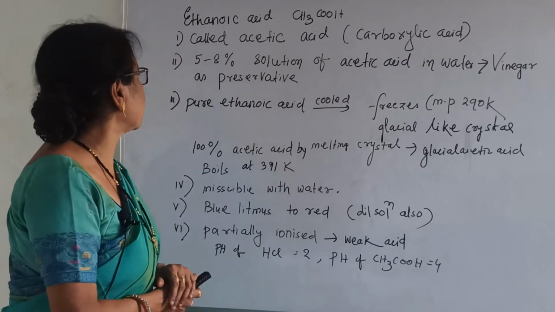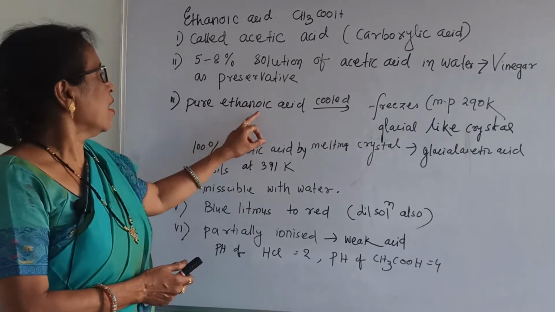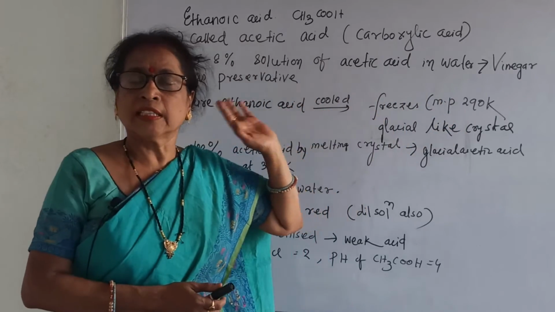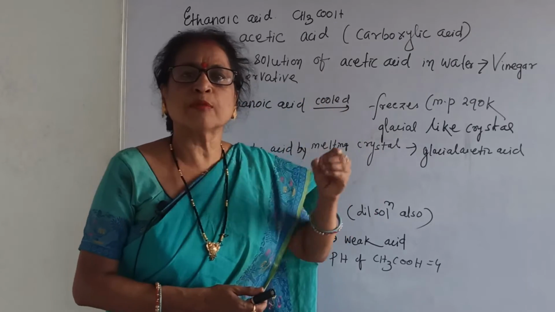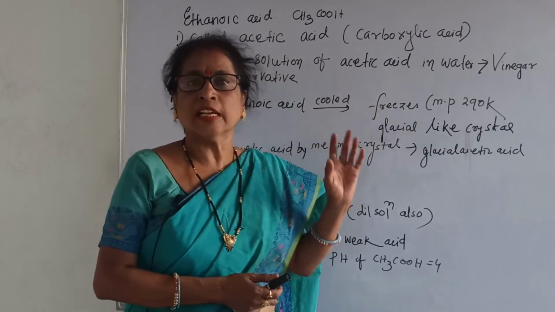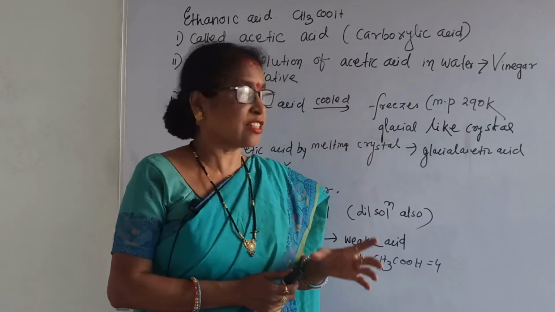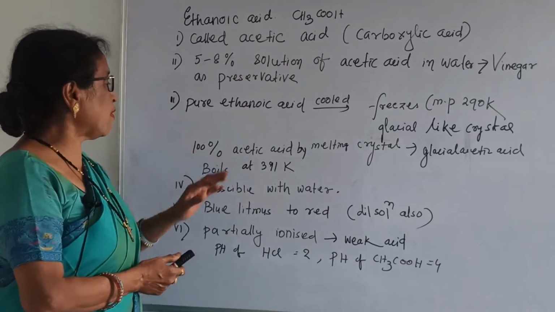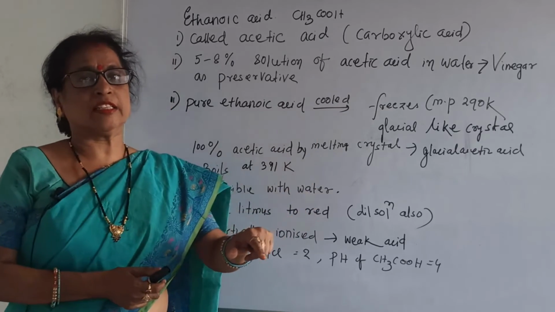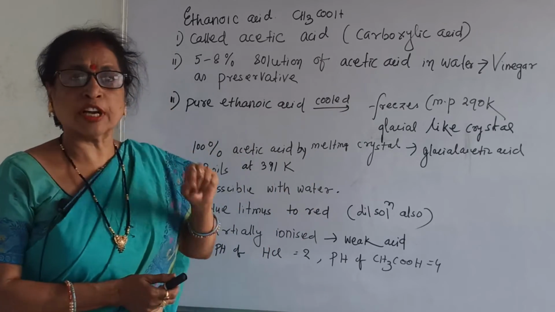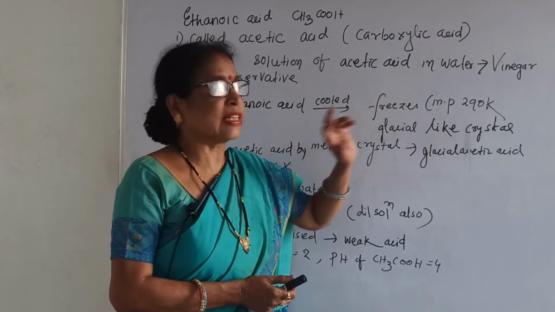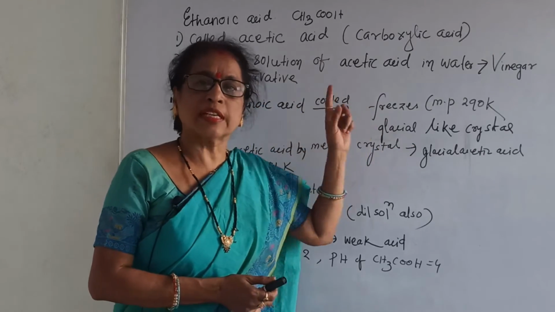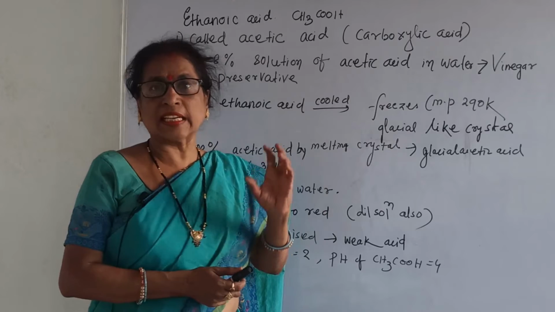Now pure ethanoic acid, when it is cooled, freezes; its melting point is 290 Kelvin. Melting point 290 Kelvin means it becomes solid, a glacial, crystal-like form, white crystal type. So it freezes and forms glacial crystal, and 100% acetic acid is obtained by melting that crystal. How can you get 100% acetic acid? By melting this glacial crystal. How can you form the glacial crystal? Pure ethanoic acid, when cooled, forms glacial crystal.